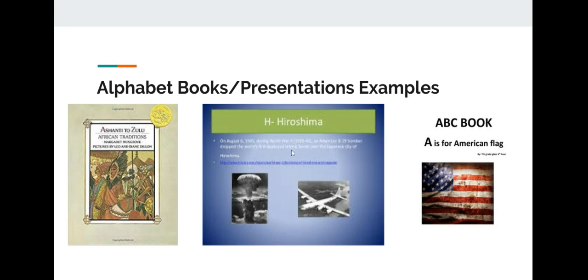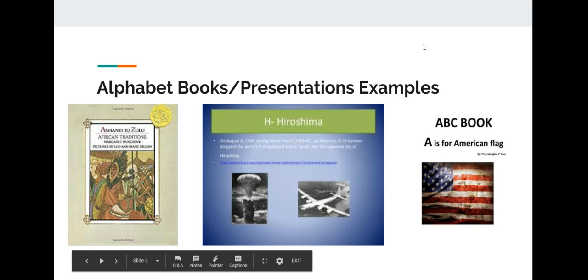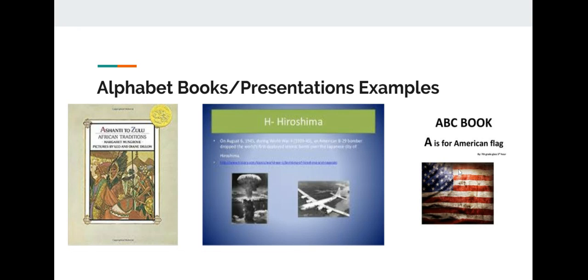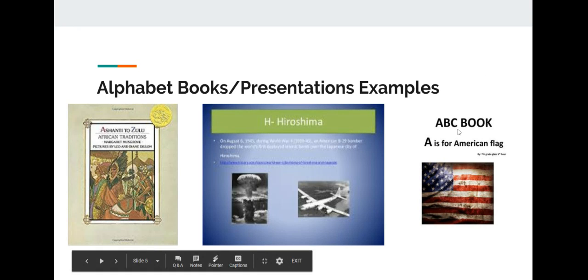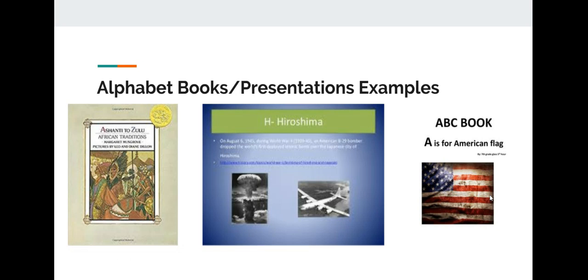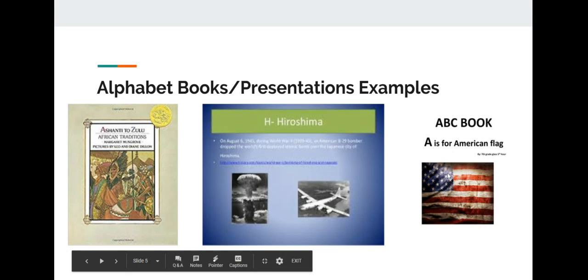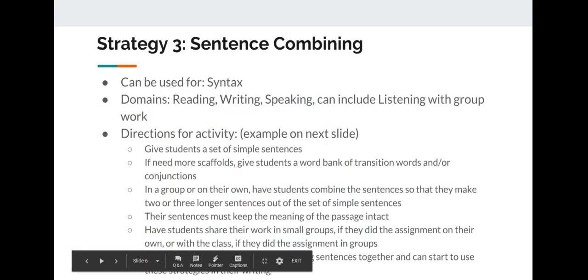So H is for Hiroshima, and then they describe what Hiroshima was, why it was important. And then they would go on to the next letters. And this looks to me like more of a beginner's. A is for American flag. So lower level ELs could definitely do something like this. A is for American flag. B is for something else. So it's definitely something that you can scaffold and work with different levels too.